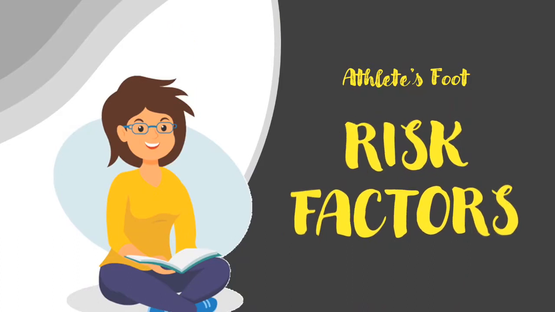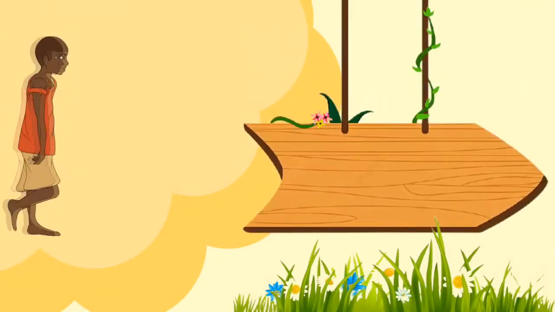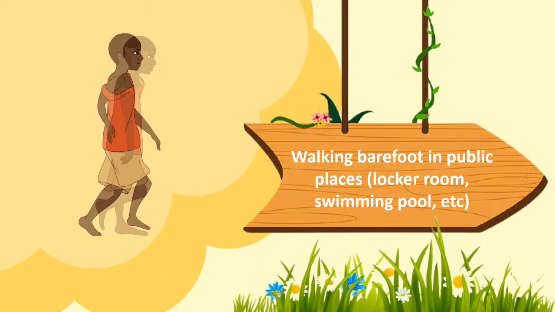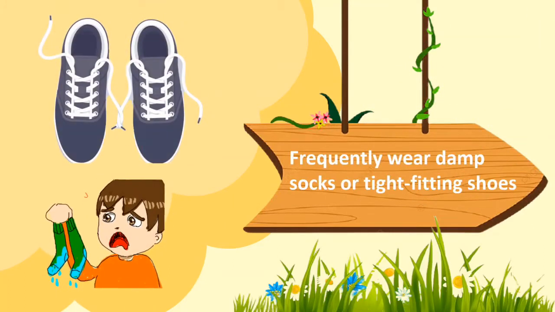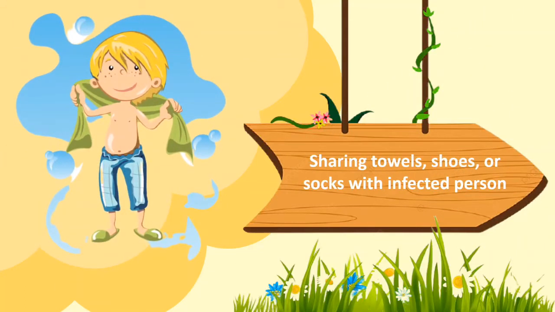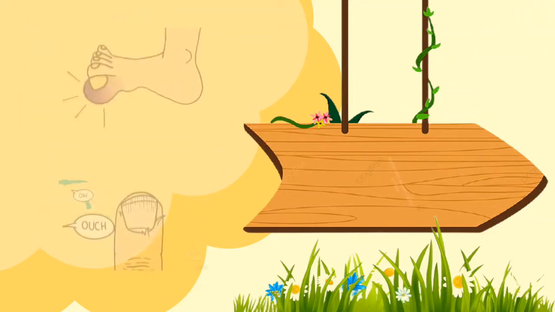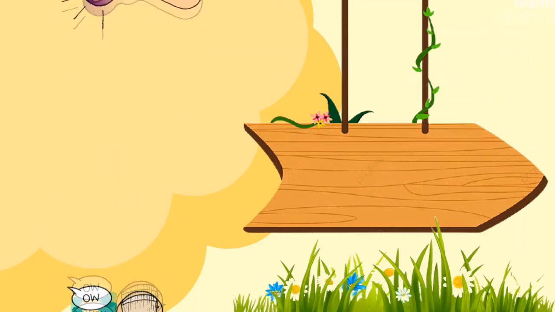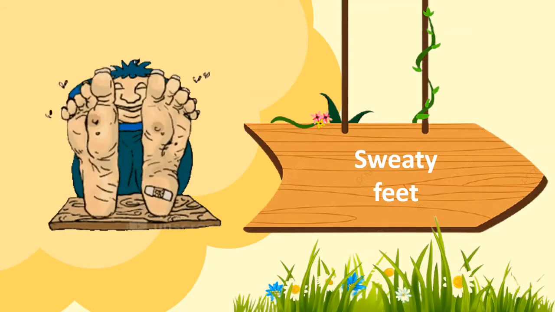Risk factors. Firstly, walking barefoot in public places such as locker rooms and swimming pools increases the risk of athlete's foot. Secondly, frequently wearing damp socks or tight-fitting shoes. Sharing towels, shoes, or socks with an infected person. Next, minor skin or nail injury on the foot is more prone to getting the infection. And lastly, a person with sweaty feet increases the risk of getting the infection.